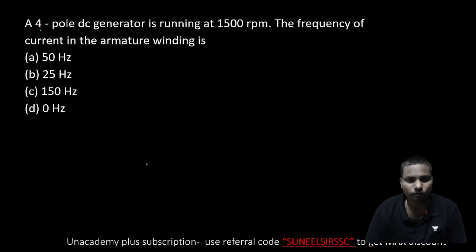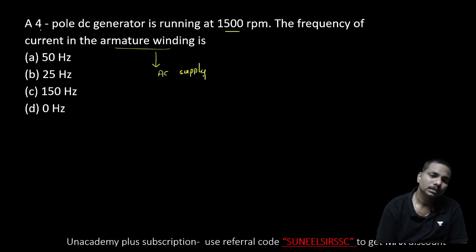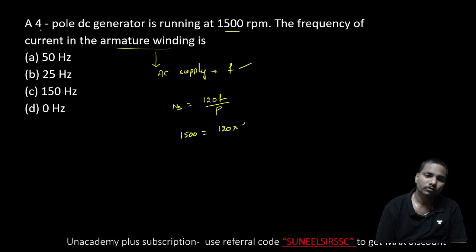Coming to the next one, a 4-pole DC generator is running at 1500 RPM. What is the frequency of current in the armature winding? In the armature winding we always have AC supply, and AC supply has a frequency. Just like synchronous speed, Ns is equal to 120 f by P. So to find frequency, f is equal to Ns into P by 120. The number of poles is 4: 4 ones are 4, 4 threes are 12, so 1500 by 30 is 50. So the frequency is equal to 50 hertz.